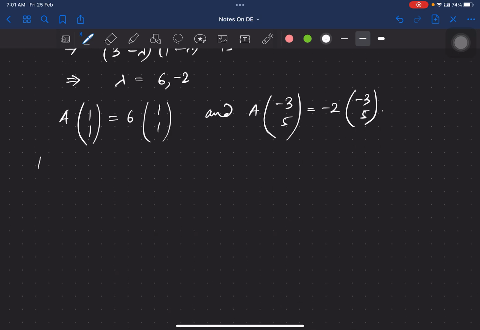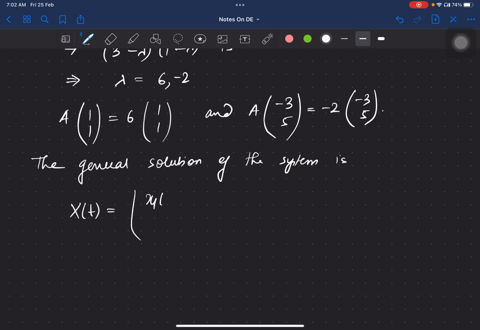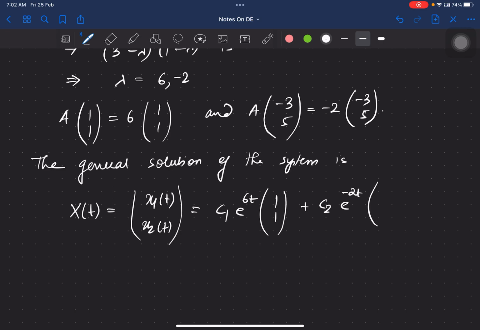So the general solution of the system is given by X of t, that is nothing but (x1(t), x2(t)). This is c1 e^(6t) (1, 1) plus c2 e^(minus 2t) (minus 3, 5). So this is how we solve a system.